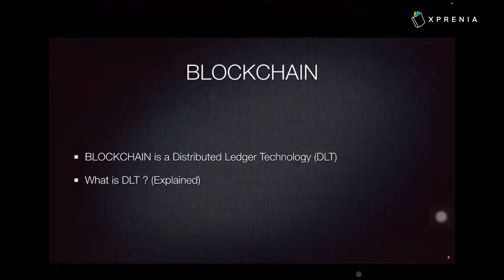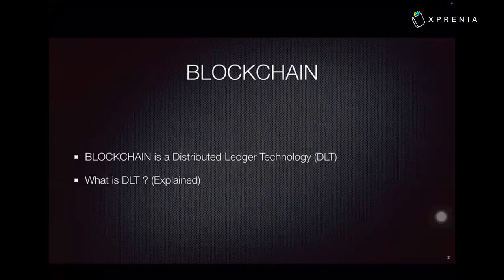Blockchain is a distributed ledger technology called DLT. Now, what is DLT? The DLT is a protocol that enables the secure functioning of a decentralized digital database. Distributed networks eliminate the need for a central authority to keep a check against manipulation.